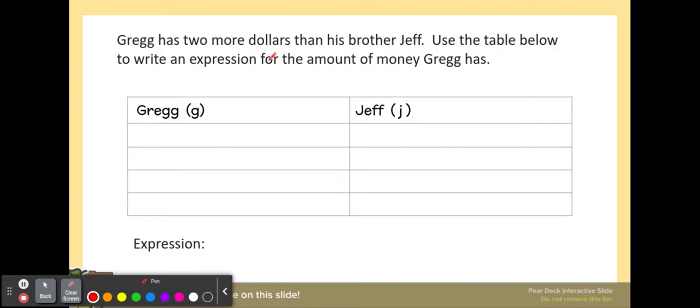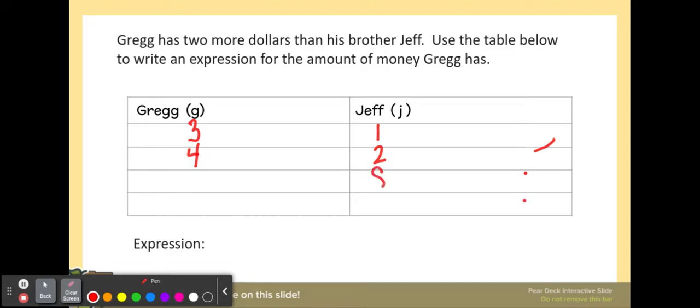Use the table below to write an expression for the amount of money that Greg has. So first I'm going to do some examples in the table. It doesn't really matter what we start with, but if Jeff has $1, Greg has to have two more than that, so he would have $3. If Jeff has $2, then Greg would have to have $4. It has to be two more than his brother Jeff.